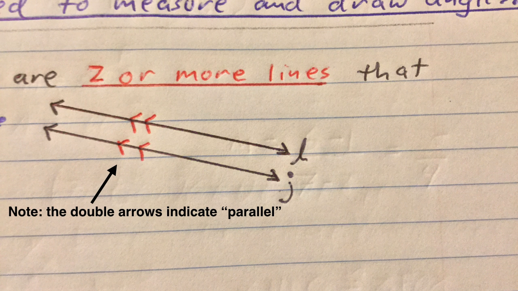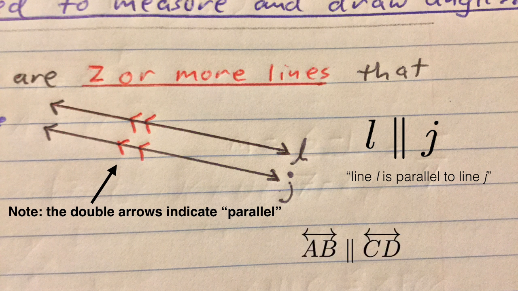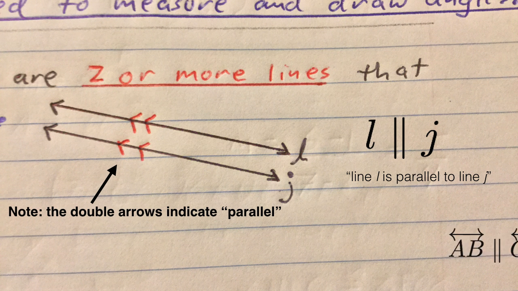And in terms of notation, if you were writing a sentence, you could say line L is parallel to line J based on those 2 uprights. Another option would be to name the lines based on their endpoints. For example, you could say AB and CD are parallel.